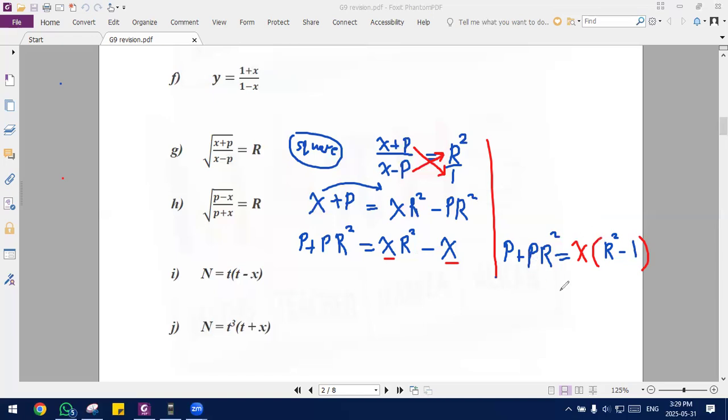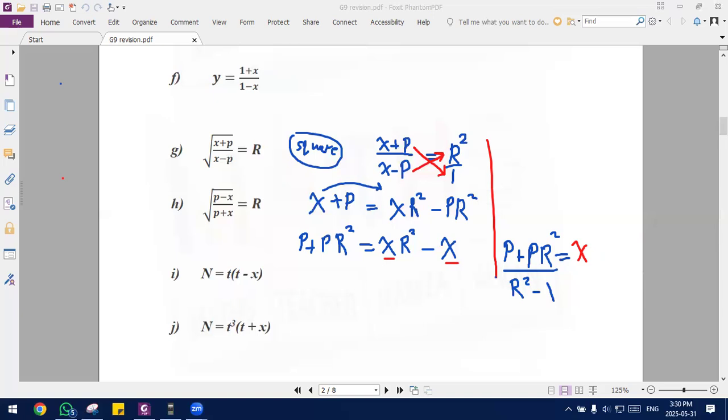Then how can I keep x the subject? I need to keep x alone here. We divide by what? We don't look at the right side. We check what we have next to x. What do I have next to x? R squared minus 1. So I should divide by r squared minus 1. So it's removed from here. Now x is the subject.